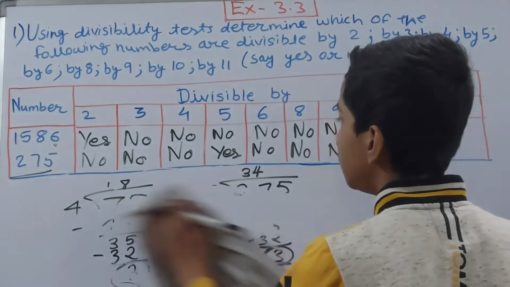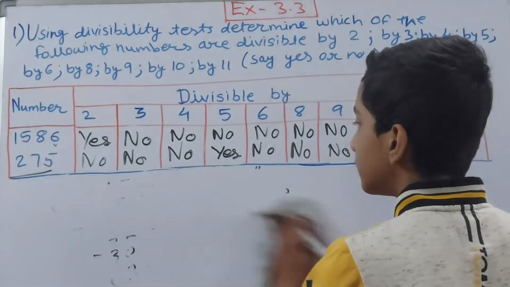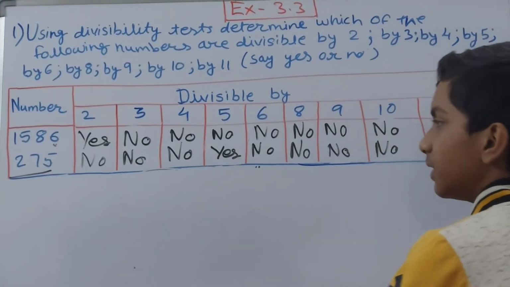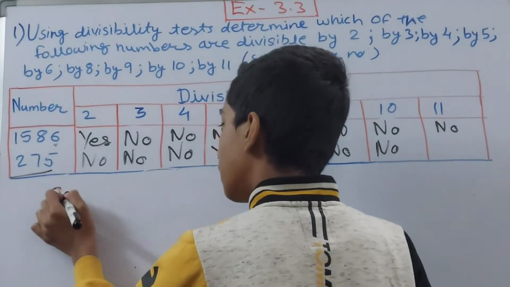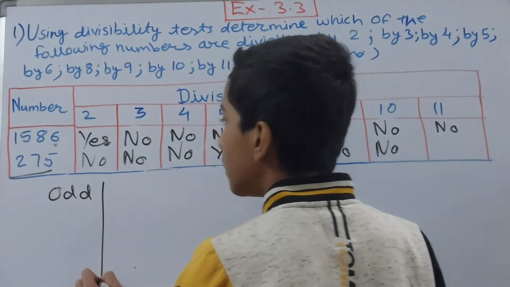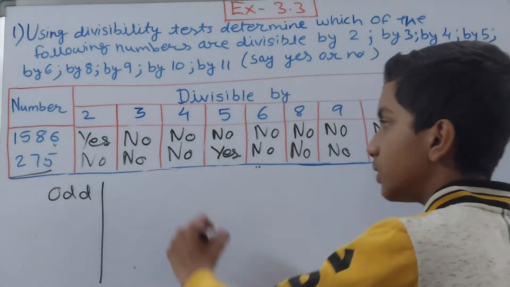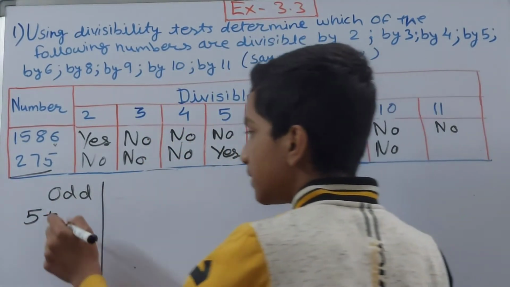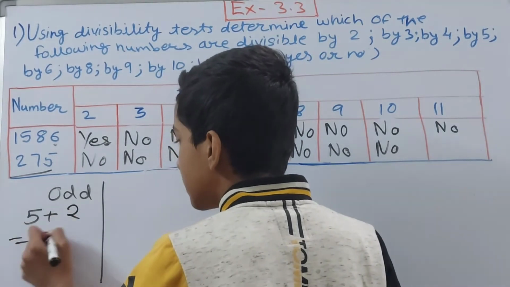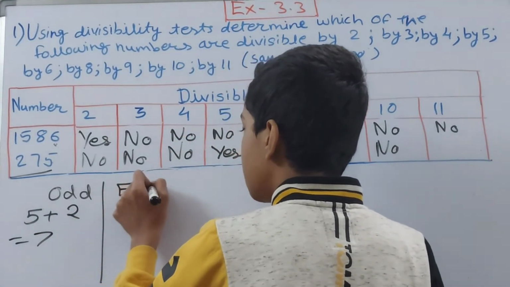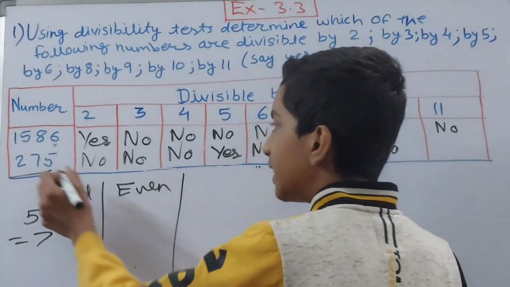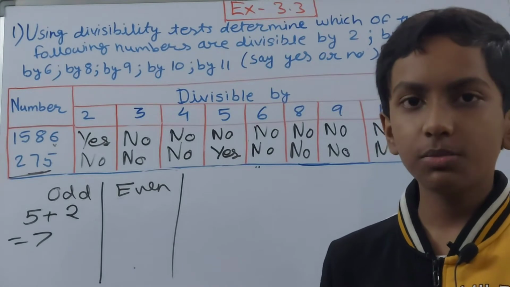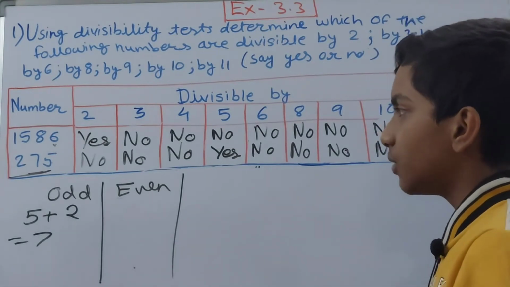So let us start to divide it for 11 as well. First we will add the odd places here. Okay, I am just writing odd. So for odd places, you start from ones place, you get 5, plus, you skip one place, you move on to the hundreds place, you get 2. So 5 plus 2 is 7. For the even places, what we will do, we will add the digit at the tens place, then skip one place and the digit at the thousands place.